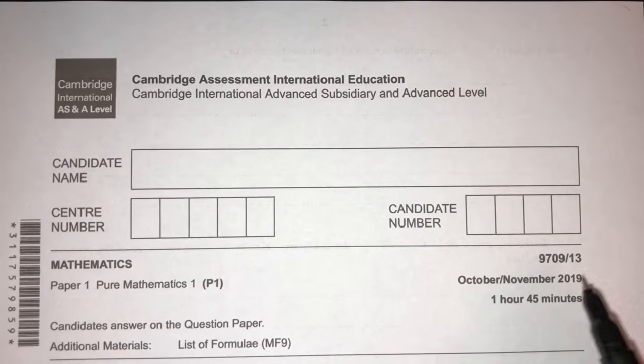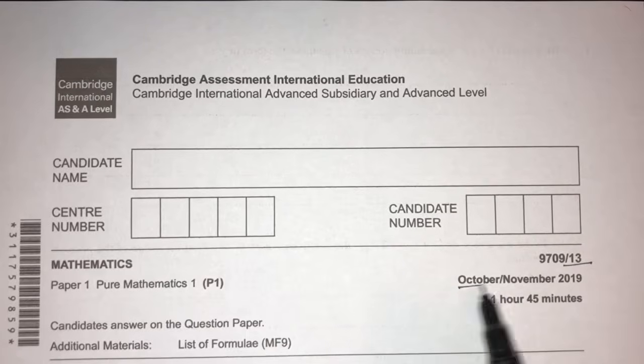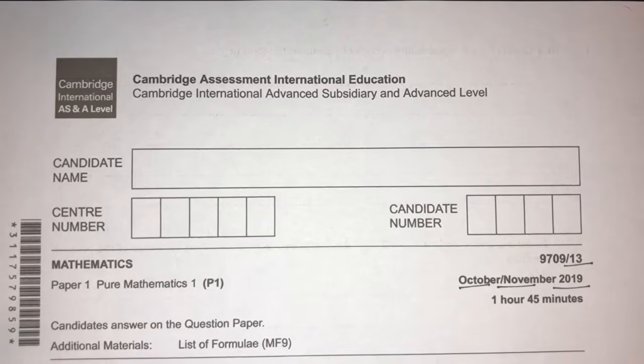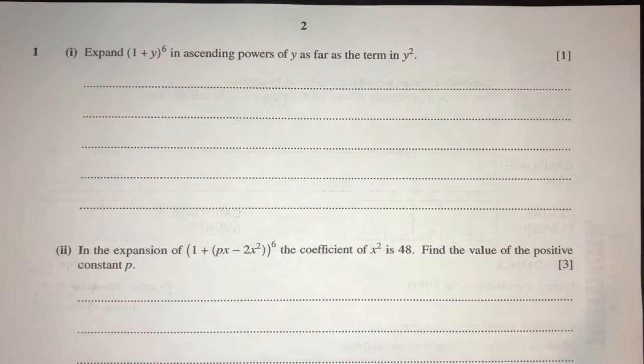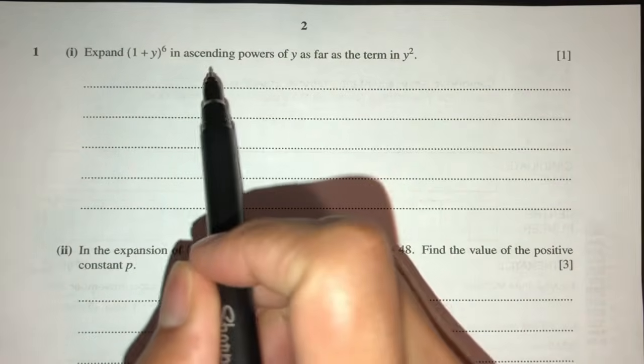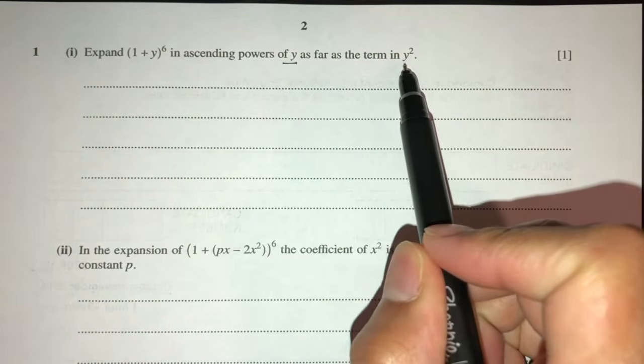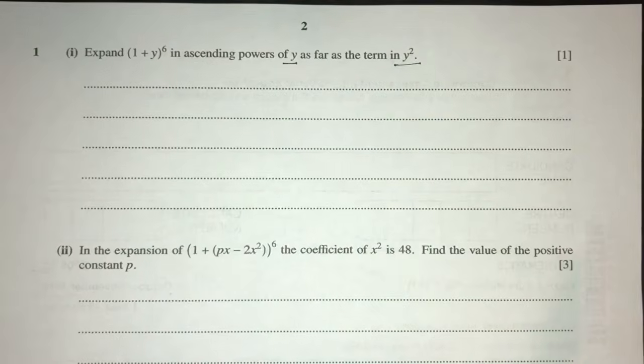This one is paper 1-3 of October-November 2019 of A-Level, paper 1. Now let's move on to question number 1. So first one, we have to expand this expression in ascending powers of y as far as y squared. So let's do one by one.